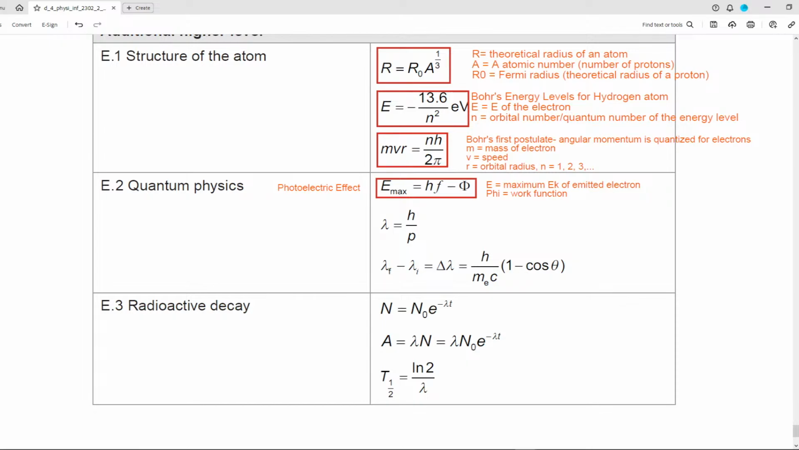From there, his experiment got verified by Robert Millikan. Just remember, Robert Millikan tried to prove him wrong but ended up proving him right. And Emax is calculated indirectly using stopping voltage and everything else.